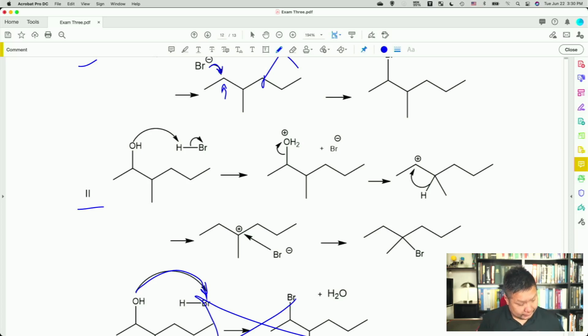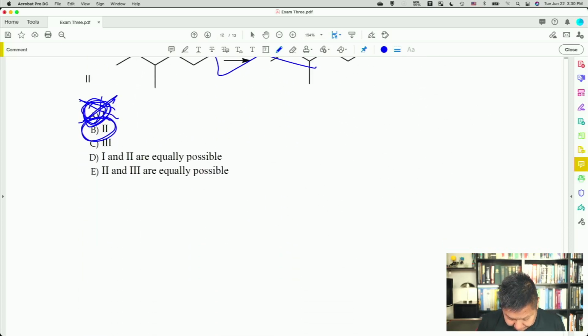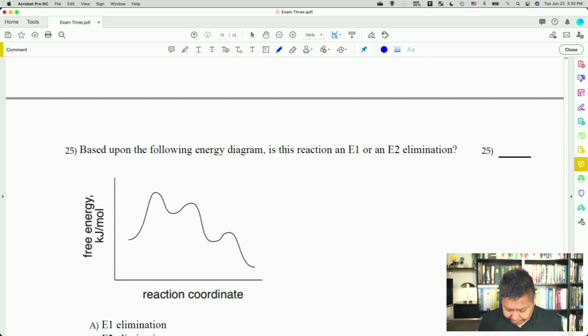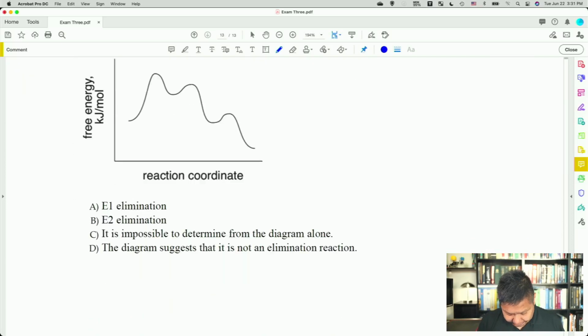And then, last but not least, based upon the following energy diagram, is this an E1 or E2 elimination? This is pretty easy because if you remember, E2 eliminations are all concerted mechanisms. And what does that mean? That means that the mechanism only has one step, right? Nucleophile attacks and you lose a leaving group, for example, or you just lose a leaving group. Whereas an E1 has multiple steps, right?